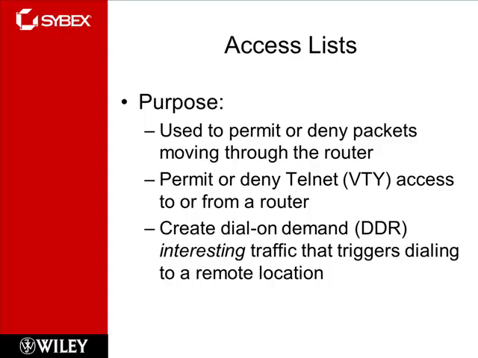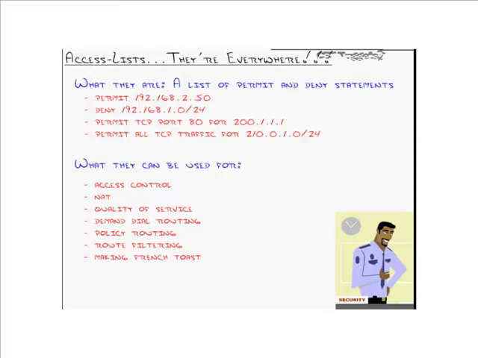So we can use them to filter what goes across the router. Again, what originates on the router is not affected by this. We can use it to control who can connect to the management end of the router with Telnet and SSH connections. And we can create an access control list that defines interesting traffic that initiates dial-up connections to remote locations. Access lists are everywhere.